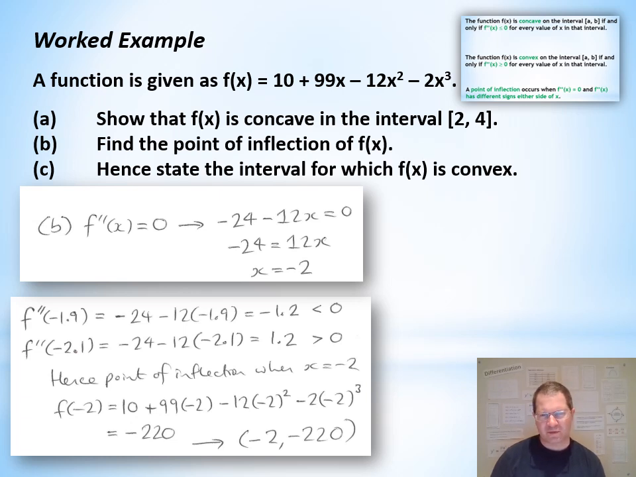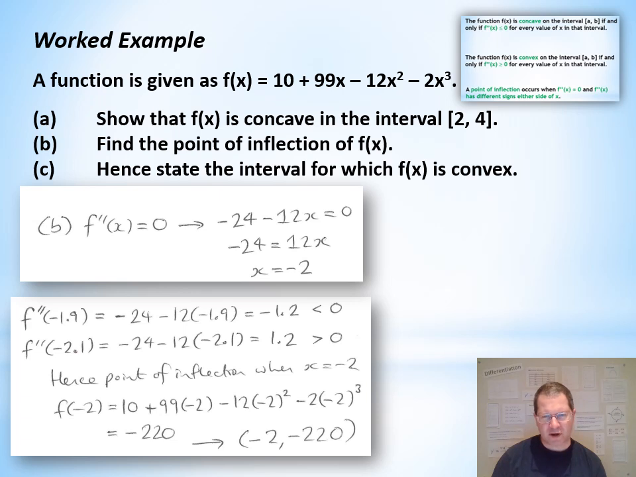So there will be a point of inflection at x equals negative 2 if f double dash has different signs either side of minus 2. So if we consider, for example, minus 1.9 and minus 2.1, substituting minus 1.9 into f double dash x gives us negative 1.2, whereas sticking minus 2.1 in there gives us positive 1.2. So we have different signs either side of our negative 2 value for x. Hence there is a point of inflection at negative 2.